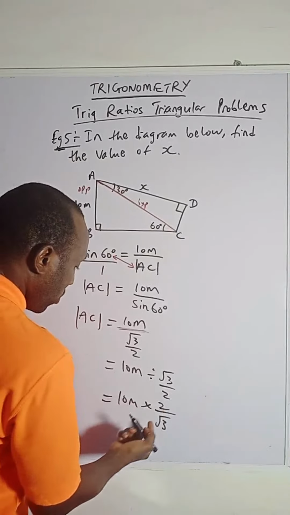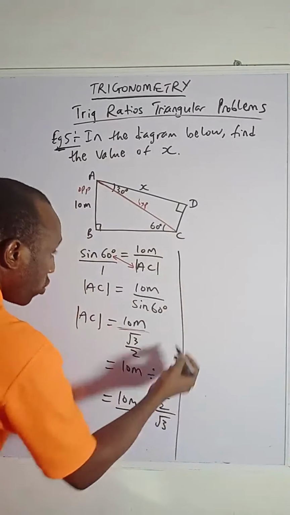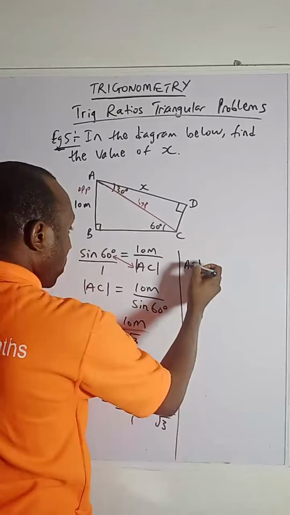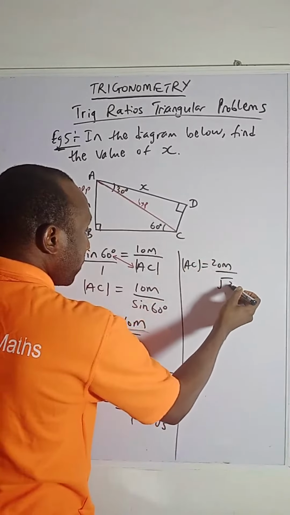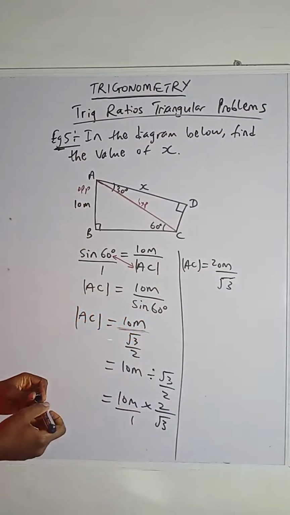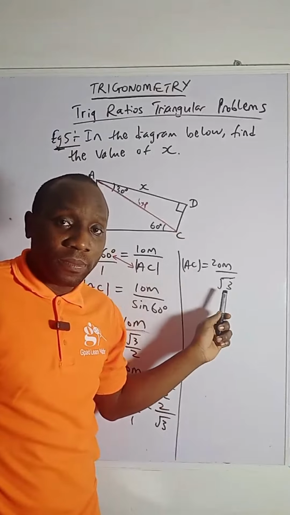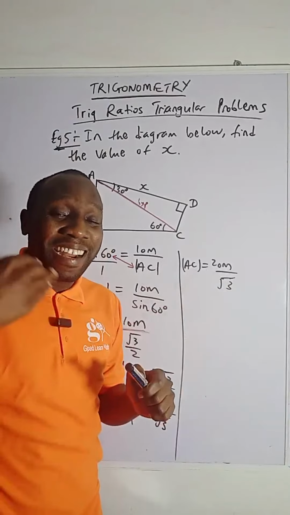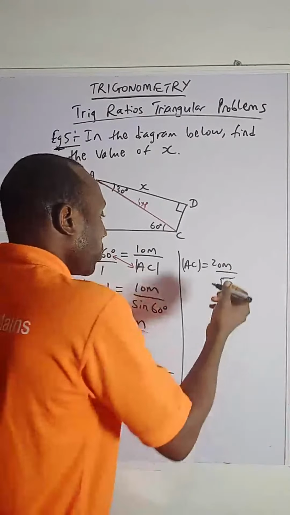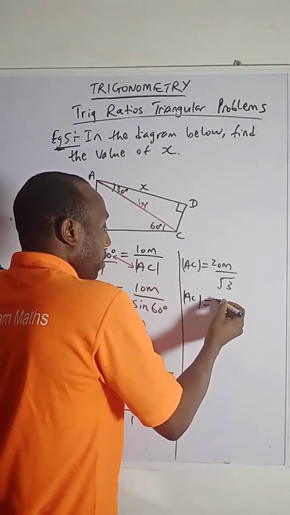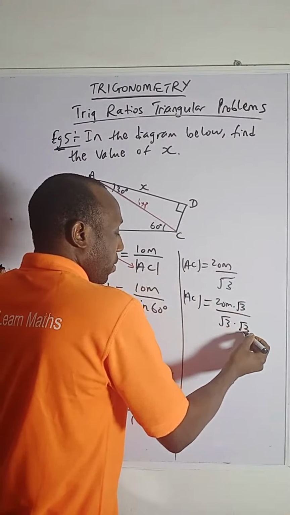So 20 times 2, can I just finish it here? 20, you can write over 1 here. 20 times 2 is 20 meters over root 3. Then again, we cannot leave an irrational term in the denominator, so we have to rationalize. We multiply the numerator and denominator by what? The denominator. So multiply this by root 3: 20 meters times root 3 over root 3 times root 3.